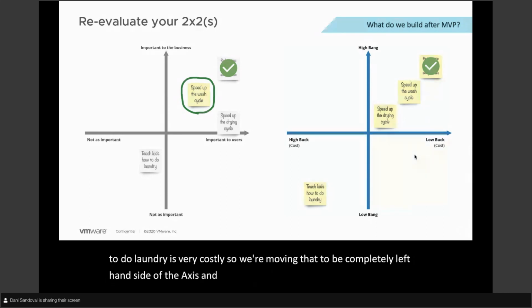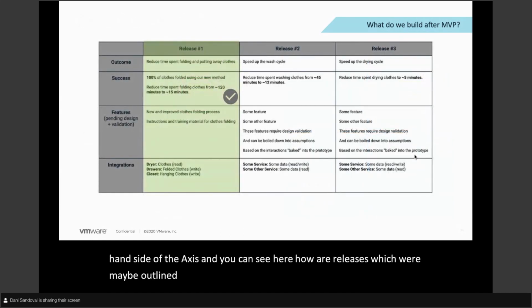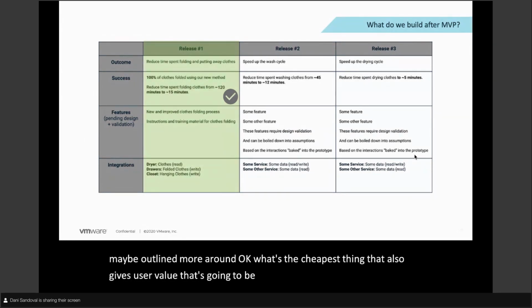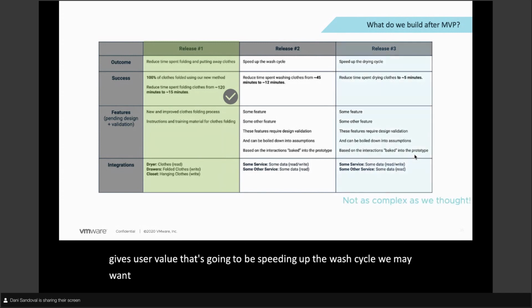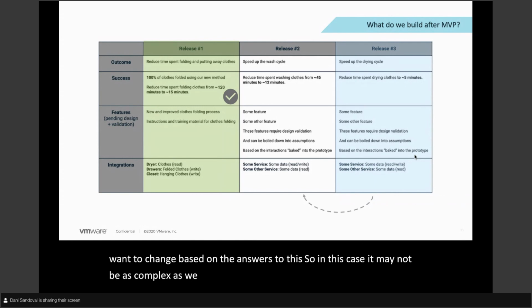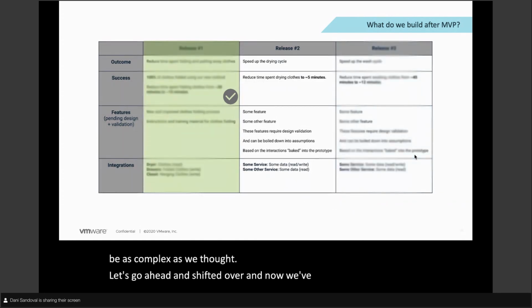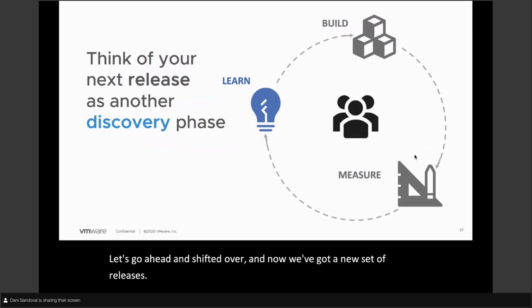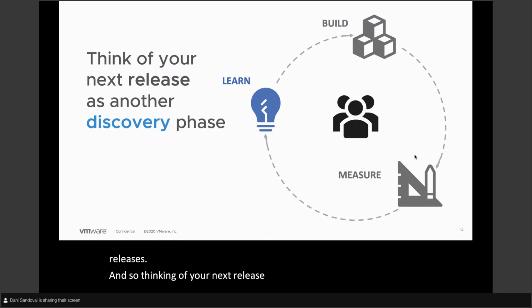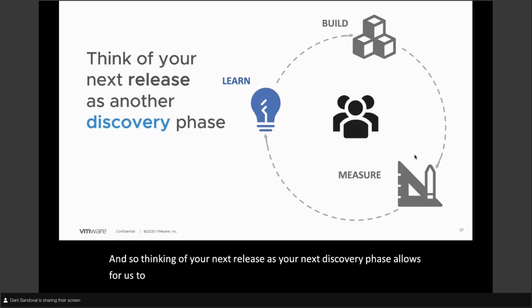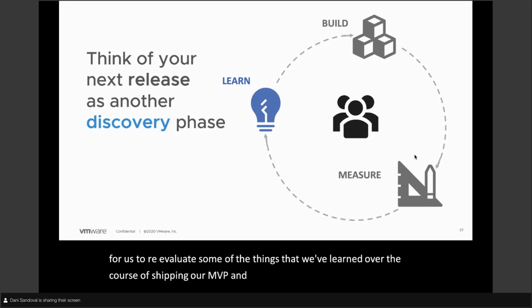And you can see here how our releases, which were maybe outlined around what's the cheapest thing that also gives user value, which would be speeding up the wash cycle, we may want to change based on the answers to this. In this case, it may not be as complex as we thought. Let's go ahead and shift it over. And now we've got a new set of releases. Thinking of your next release as your next discovery phase allows us to reevaluate some of the things that we've learned over the course of shipping our MVP, and not move ahead on assumptions that we've made up front. And this is the basis of all of agile software development.